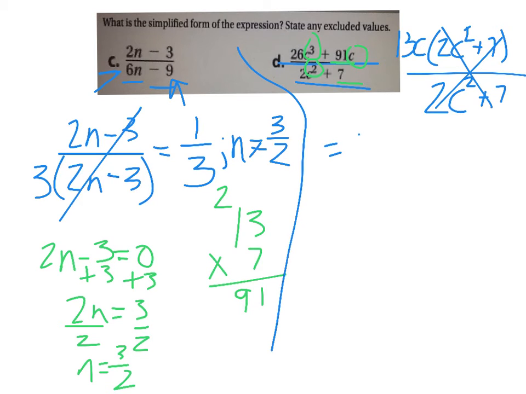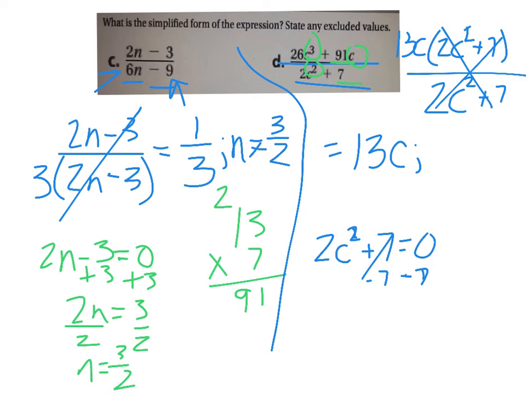Get a little separation here. So 13c is my answer, but as always, you need to include the excluded values. Okay? Now, currently in the denominator is a c squared. We know how to undo all those things, but we're going to look a little bit closer at that. So if I were to set it up, 2c squared plus 7 equals 0, we would subtract 7 on both sides, which would leave us with 2c squared equals negative 7. Divide by 2, and c squared is equal to negative 7 halves.